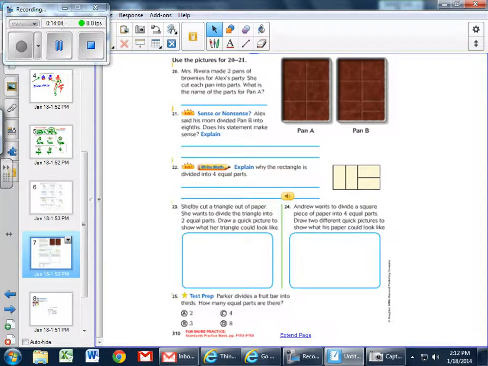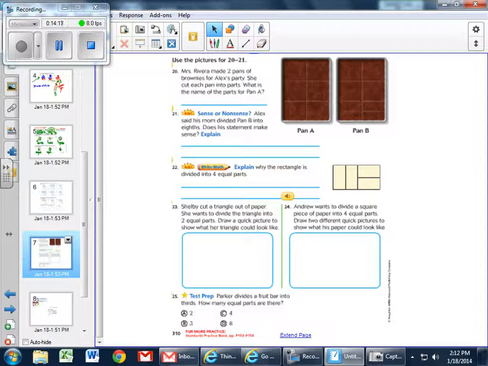So looking at our problem solving page on 310. You're going to use the picture for number 20 and 21. My picture's a little hard to see because I blew it up a little bit, and so mine's a little blurry, so you might want to really refer to your book and make sure you understand.